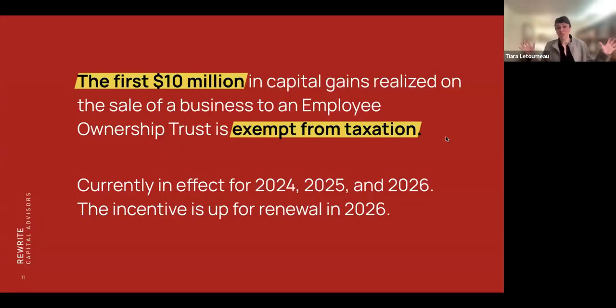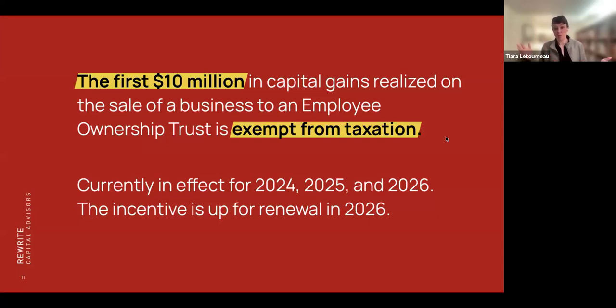Okay, the big splashy news, which I tend to bury the lead because I'm so excited about EOTs generally, but the splashy news about this is there's a huge capital gains tax exemption attached to this. And I'm going to tell you not only what it is, but why we have it. So to my knowledge, this is the largest capital gains tax exemption I think that the Department of Finance has ever created. And it's attached to creating an EOT. So if you sell the shares of your company into an EOT for the benefit of your employees, then you don't pay any capital gains tax on the first $10 million of that transaction.